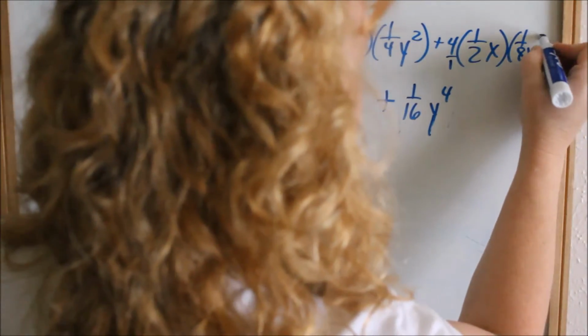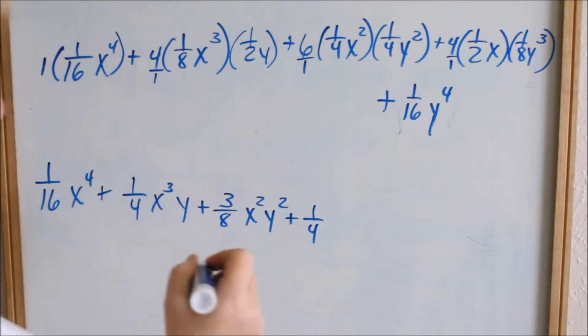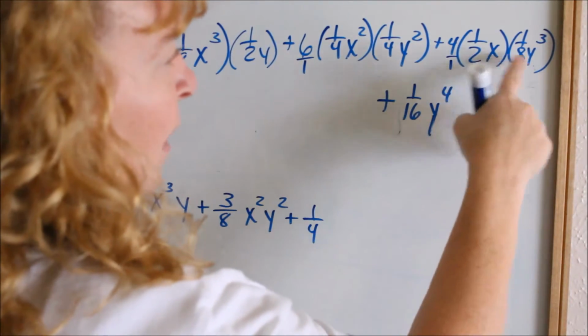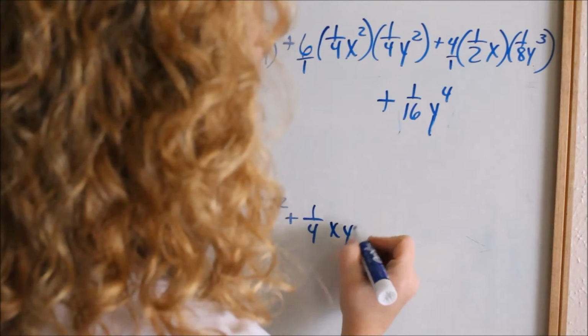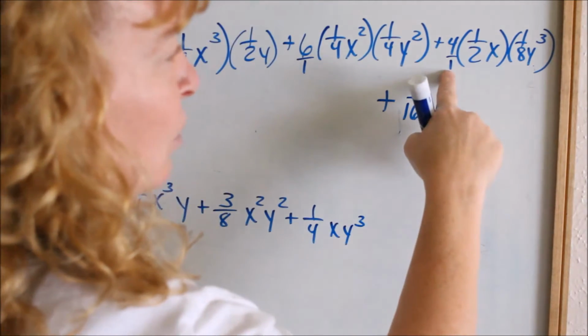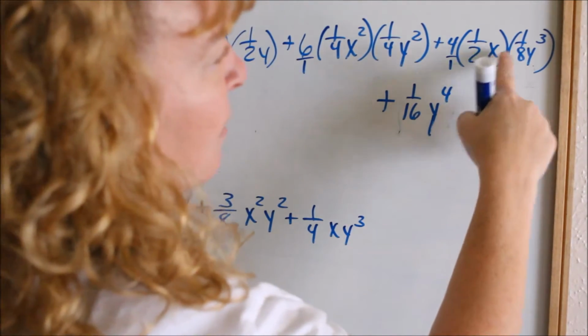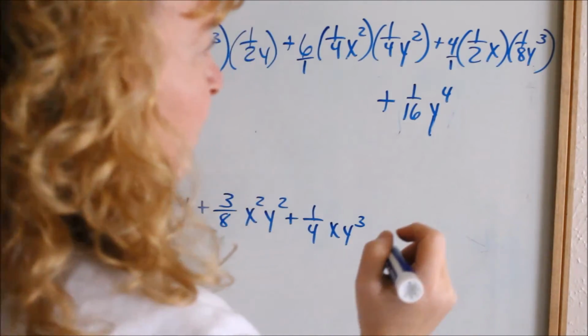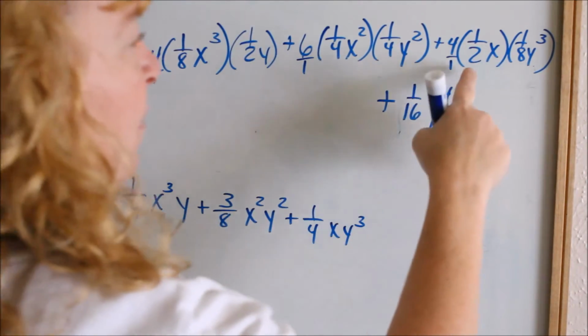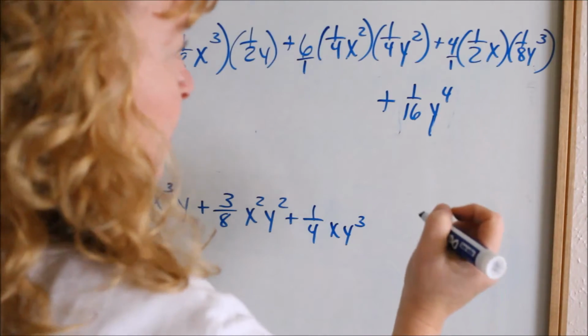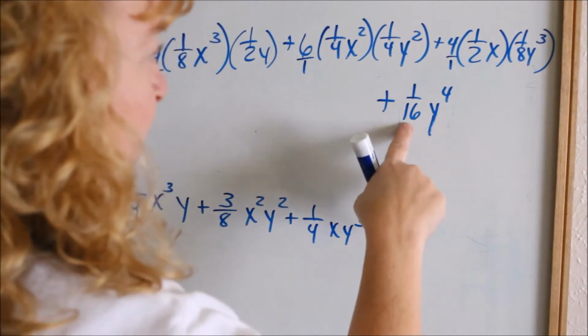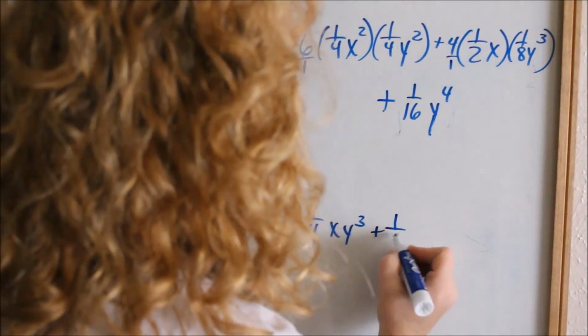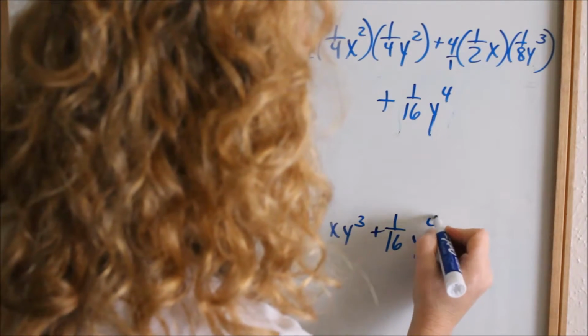This cube should have been inside there. 1/8 y cubed. X times y cubed is just x y cubed. Because at this point it's just 4 times 1/2 times x times 1/8 times y cubed. So I just leave parentheses to separate my numbers. So here at this term, there was nothing else to simplify in that term.